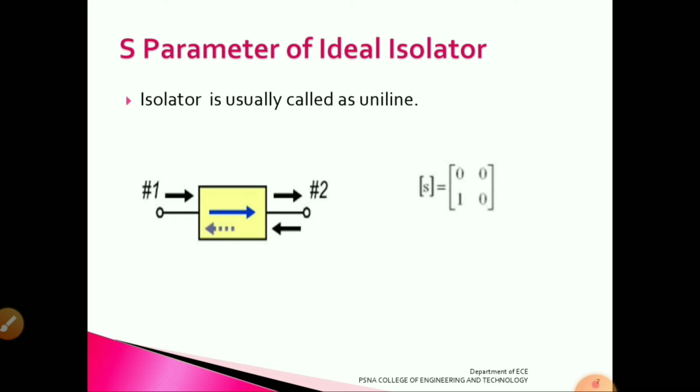Now this is the S matrix of the isolator. As per the S matrix, we can see that S21 alone is present. For an ideal isolator, S12 will not be present; it will be equal to 0. Then S11 and S22 will be equal to 0 for an isolator.